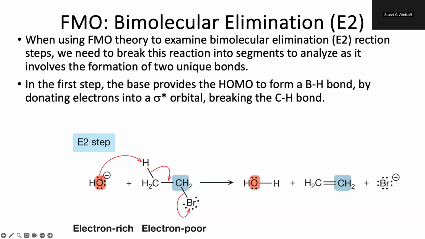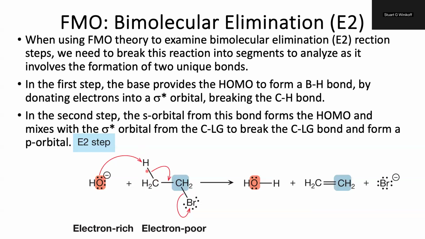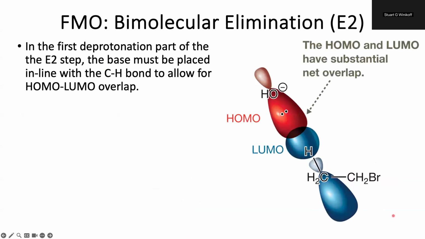As I form an overlap between this non-bonding and this antibonding orbital, I should be able to break that CH bond. And then in the second step, I can use that breaking sigma bond orbital to essentially mix with another sigma antibonding orbital to reform a pi bond. And again, a leaving group has to take its non-bonding orbitals and go home. So let's take a look at that first step.